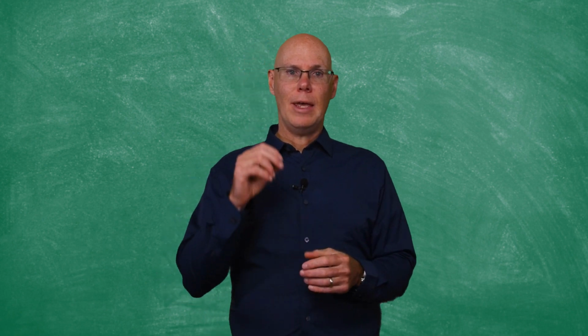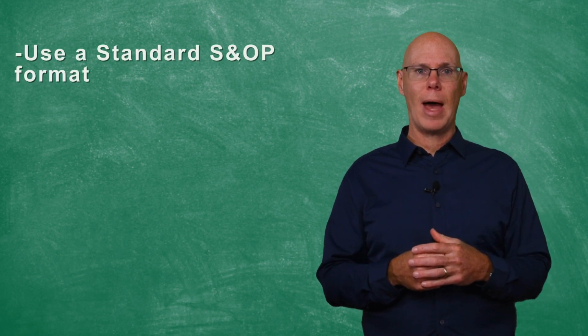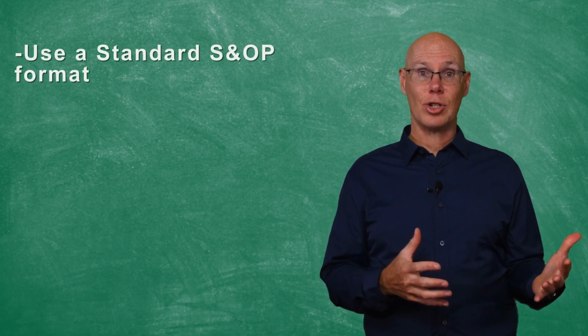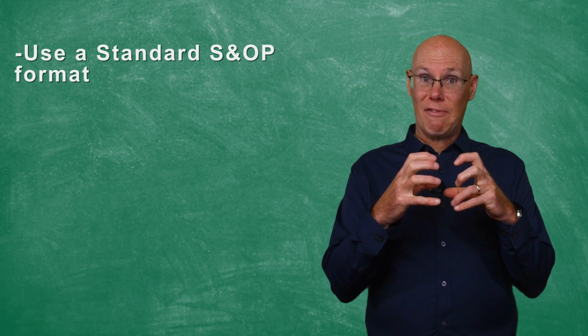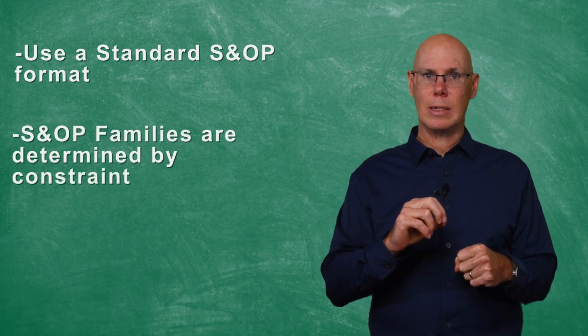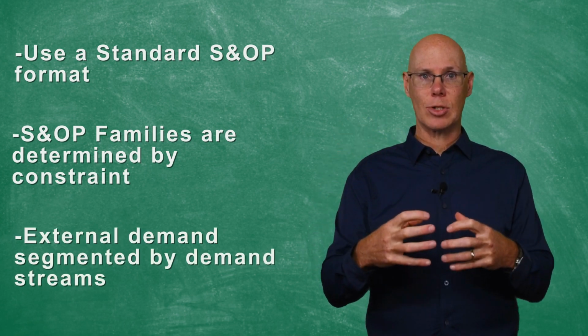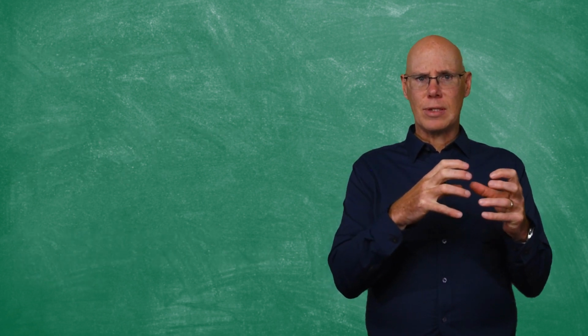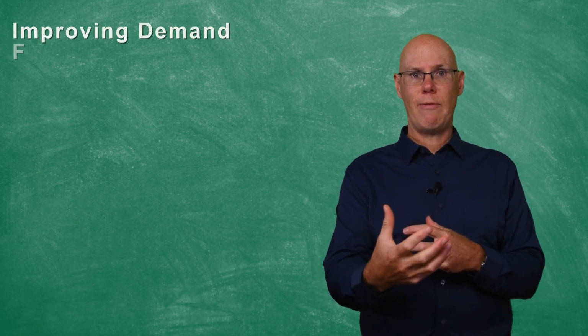rest of this video. If you follow along with any of our other videos, you know I'm a strong proponent of a standard S&OP format to support your process. That's the 5-section sheet. A quick primer on this: the 5 sections, bookings, shipments, backlog, production, and inventory, all come together to tell a story for the family. S&OP families are determined by constraint. And further to that, we segment your external demand, or the market view, by demand streams. If you use this approach and this format for S&OP, then the process will actually help drive improvements to your demand forecast. So now let me go into how this works.